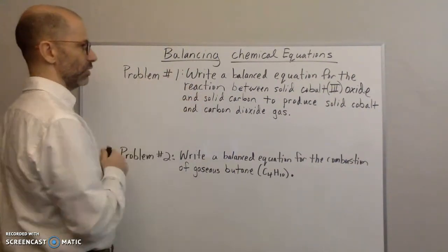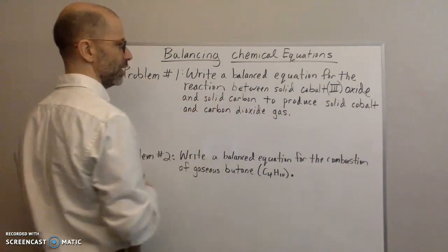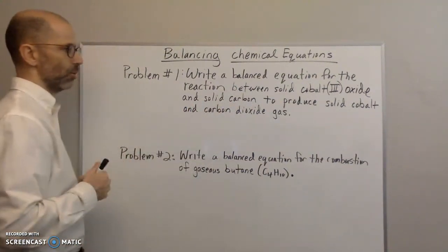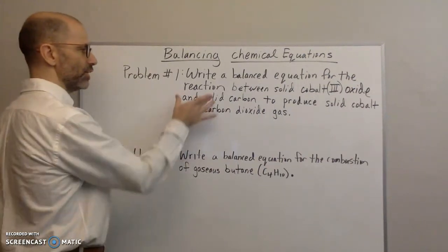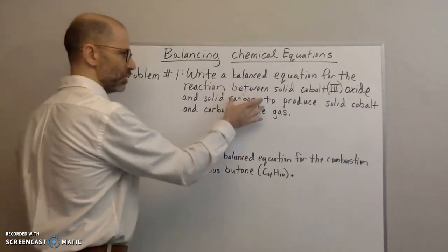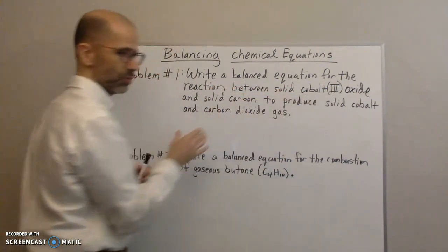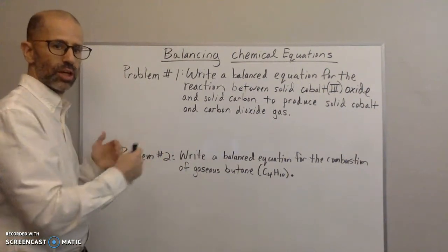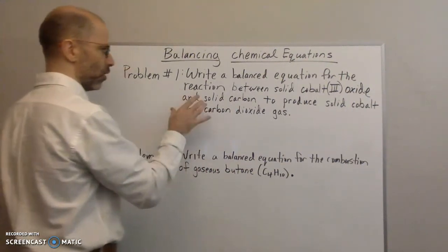It says write a balanced equation for the reaction between solid cobalt-3 oxide and solid carbon. Okay, so stop there. It's saying the equation for the reaction between these two things, and that indicates that those two things are the reactants. So they're going to come first in the equation. So we can write those down.